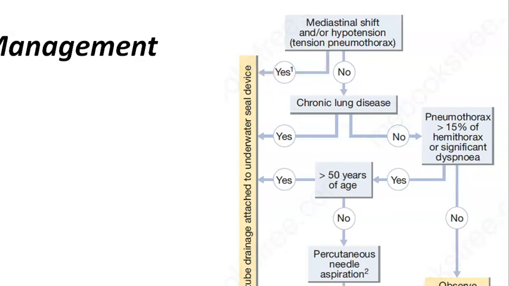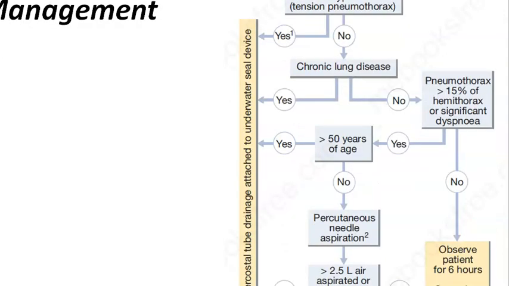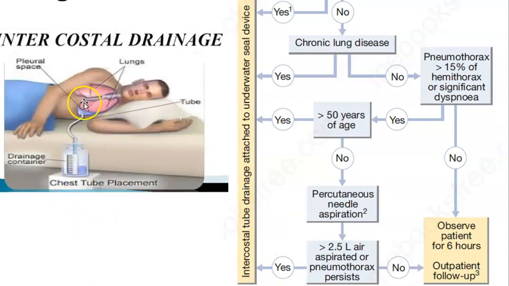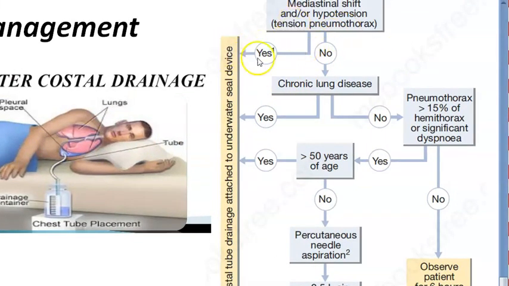You put a chest tube, is it? Intercostal tube drainage attached to underwater seal device. Have you seen that? Do you know how to do this procedure, guys? Even if there is fluid, also they can do this. But here, because it is air, right? Then you will have to put some underwater seal, okay? For collecting the air, and the air shouldn't come back. So this is about tension pneumothorax. First thing you want to do is remove the air.